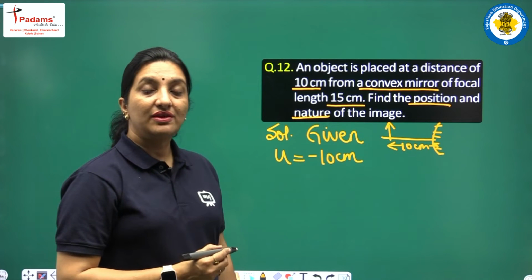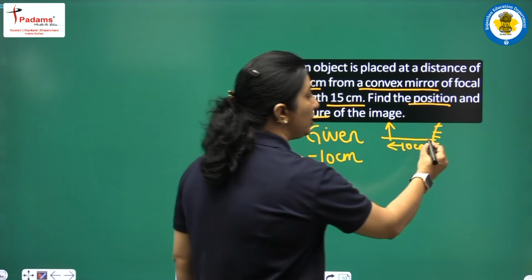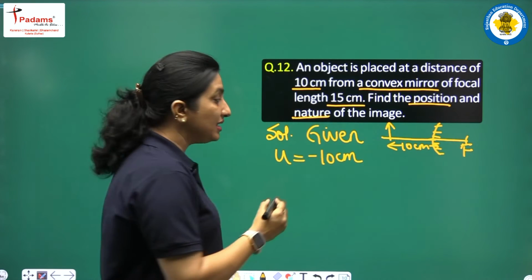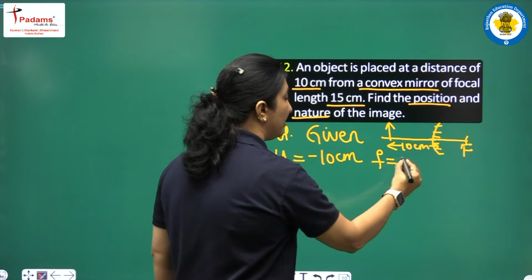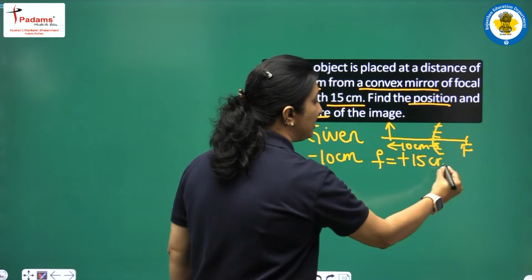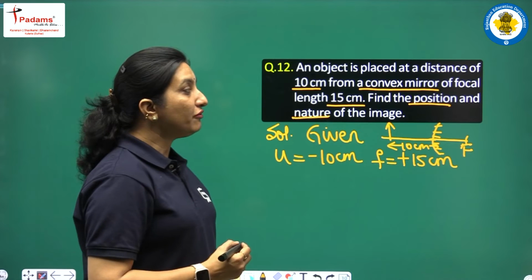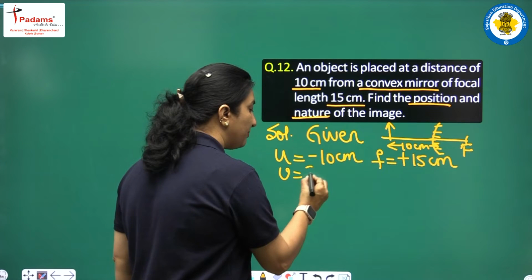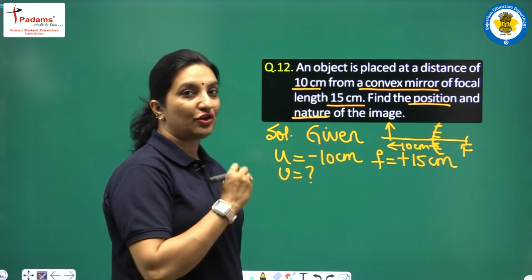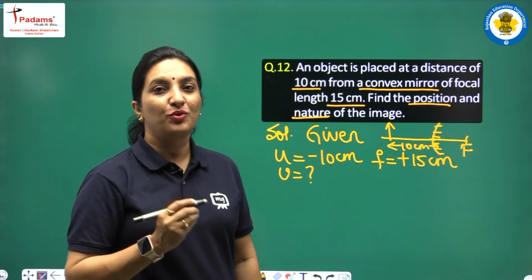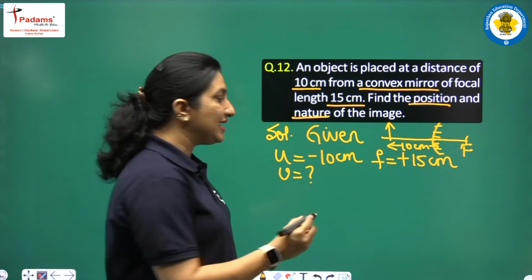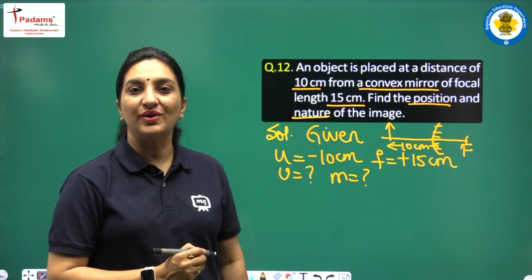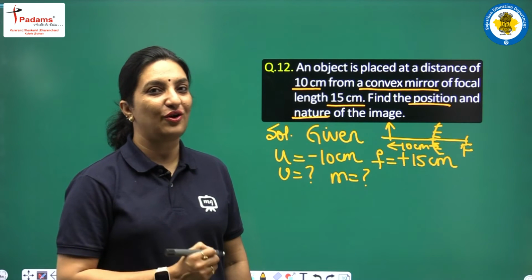The focal length is given as 15 centimeters, and as we know that the principal focus is on the right hand side of a convex mirror, so the focal length here will be positive 15 centimeters. We need to find the position and nature of the image. And as I told you students, to calculate the nature, we need to calculate M, which is magnification, because magnification will give us an idea about the nature of the image.